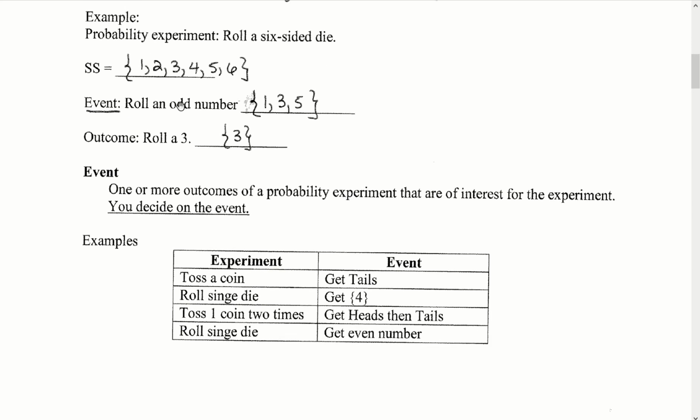Let's take a look at the next example. We say that an event is one or more outcomes of a probability experiment that are of interest for the experiment. For example, if we go back to that of rolling a die, we know what the sample space is. It's all of the outcomes from 1 through 6. An event, which would be a subset, could be, for example, the event of rolling an odd number. This event would include the outcomes 1, 3, and 5. And then an individual outcome, that of rolling a 3, would be a single element.